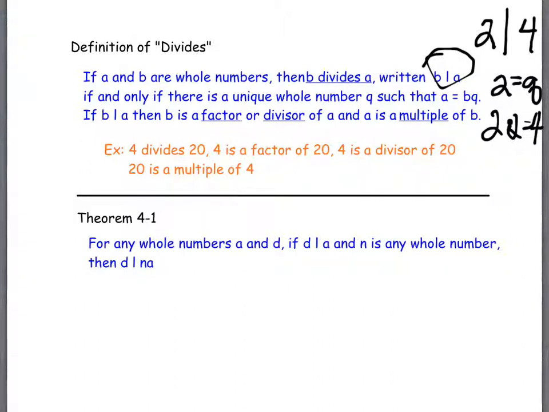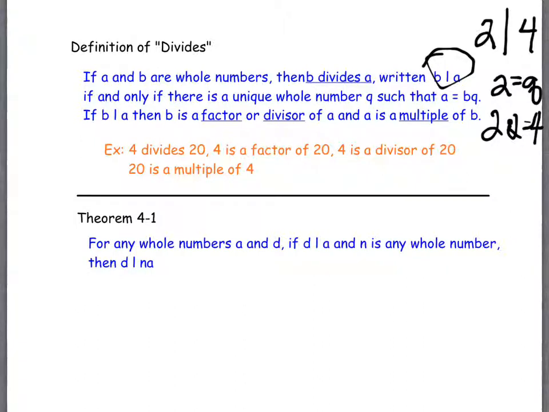So here's another example without the 2 in there. 4 divides 20. We can also say 4 is a factor of 20. Or 4 is a divisor of 20. All of those statements are exactly the same meaning. Sound different, but they mean the same thing. And then the last one, 20 is a multiple of 4.